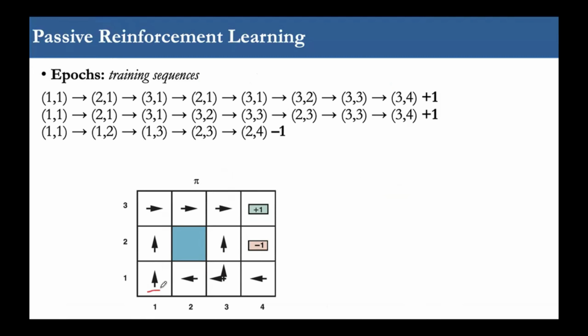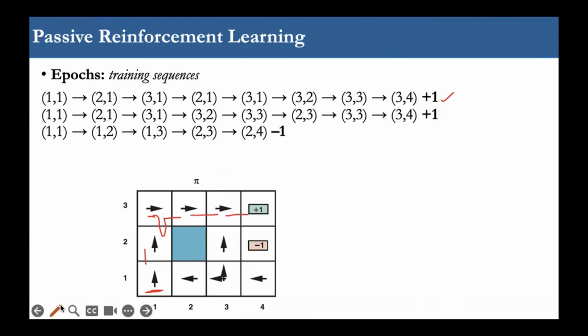Consider 1, 1 is the initial state. So from 1, 1, it can go to 2, 1, then from 2, 1 to 3, 1 and here, if the agent moves here and then it moves back, then it goes to 3, 2, then 3, 3 and then 3, 4 where it is plus 1. So this movement is given in the first step. So similarly, so many training epochs will happen.